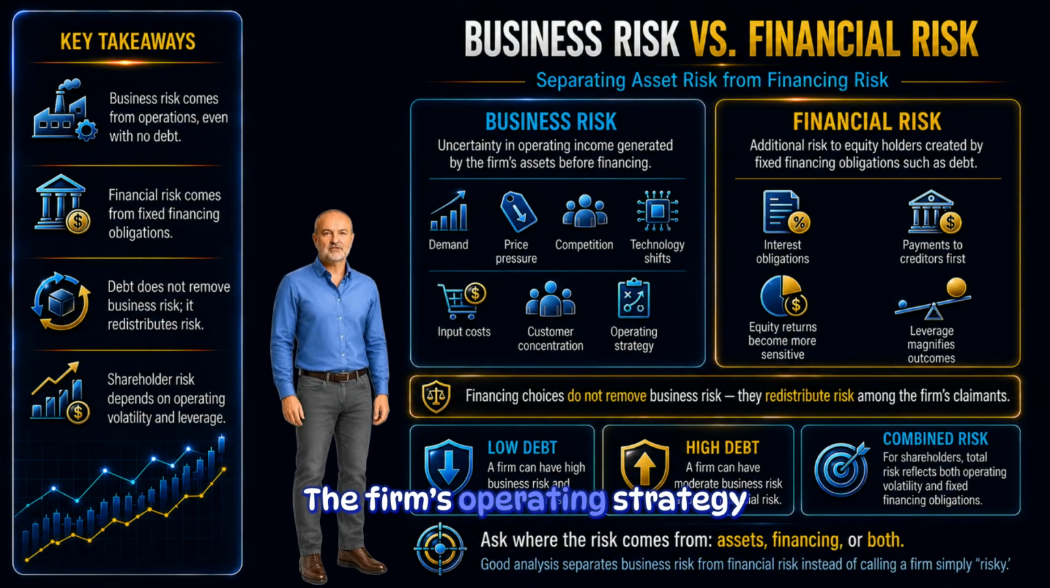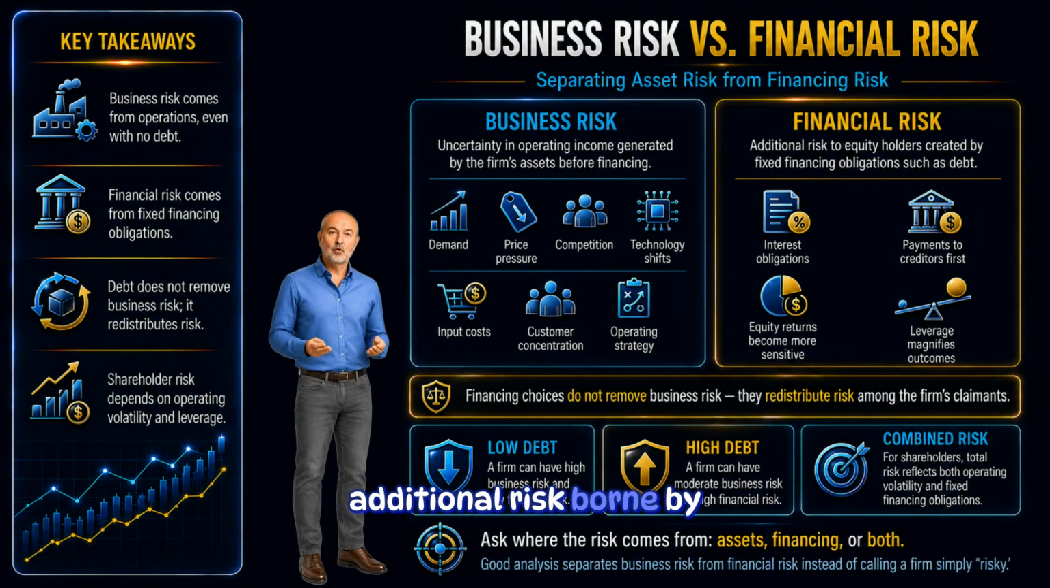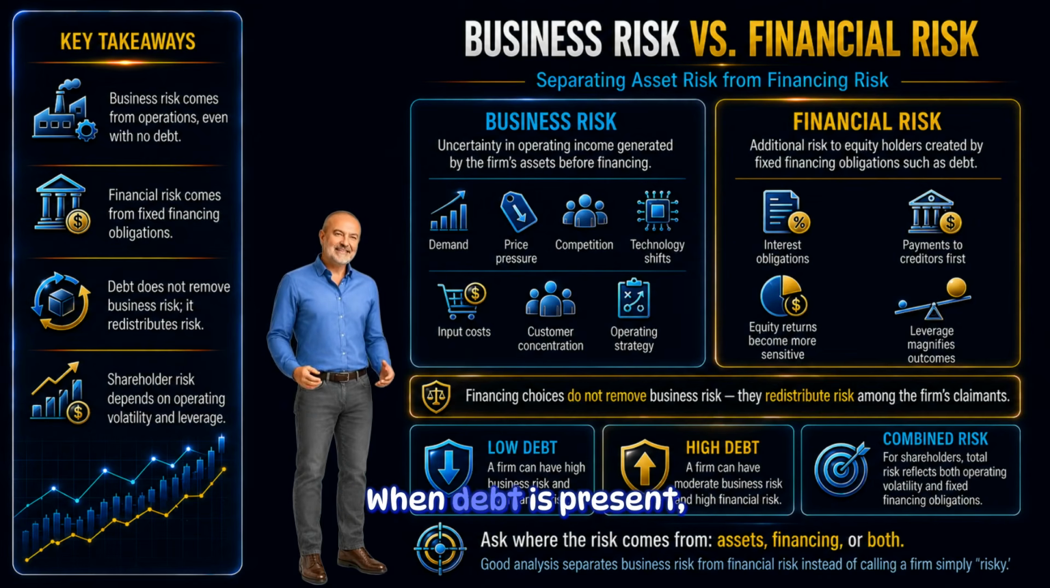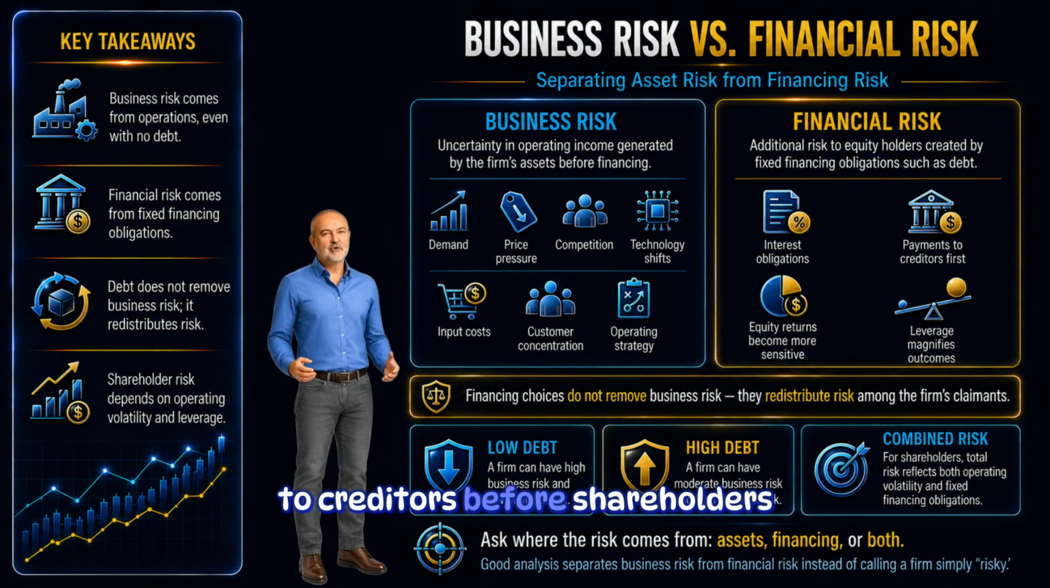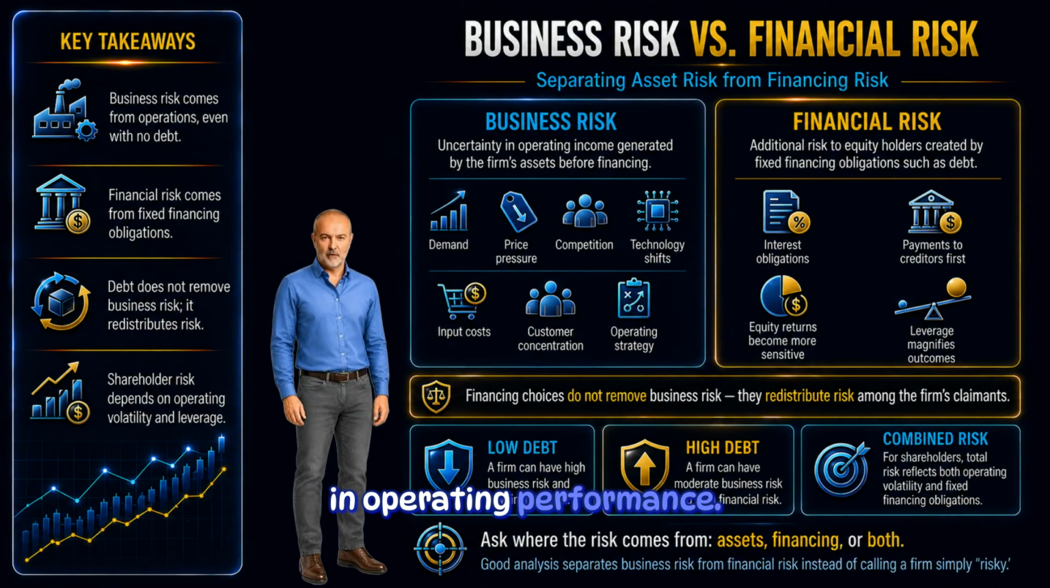The firm's operating strategy may succeed or fail. These are operating forces. They exist even if the firm uses no debt at all. Financial risk is different. Financial risk is the additional risk borne by equity holders because the firm uses fixed financing obligations, such as debt. When debt is present, a portion of operating income must be paid to creditors before shareholders receive anything. This makes shareholder returns more sensitive to changes in operating performance.